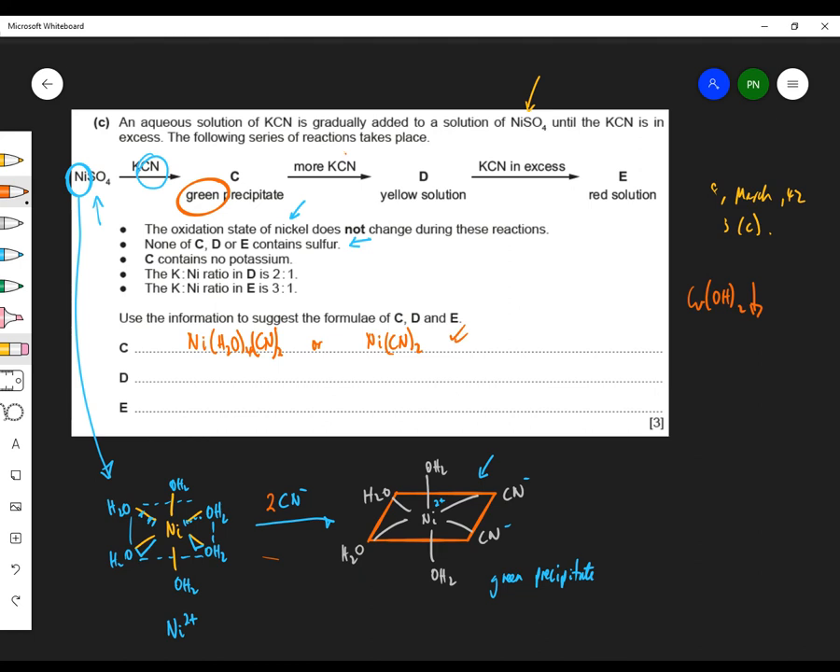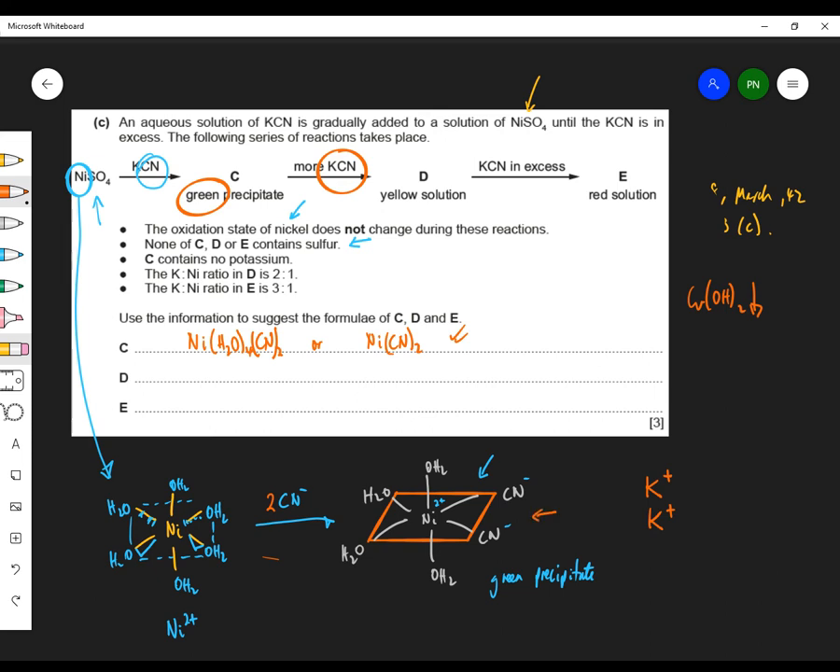Now I keep on adding more KCN, and I get a yellow solution. So now I've got a ratio of 1 potassium. So we have 2 potassiums. So we have 2 Ks. Okay, and the other thing must have a charge of 2 minus.